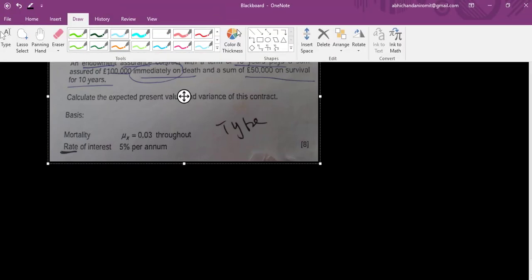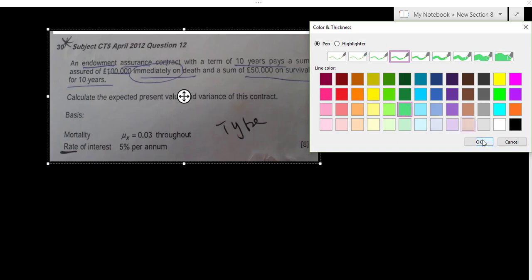Okay, so the next question is question number 30, and this is what we are going to solve now. An endowment assurance contract with a term of 10 years pays a sum assured of 1 lakh pounds, that is 100,000 pounds, immediately on death, and a sum of 50,000 on survival to 10 years. If the person dies within 10 years, the sum is payable immediately on death, and if he survives till the end of the 10 years, the sum is 50,000. Calculate the EPV and the variance.